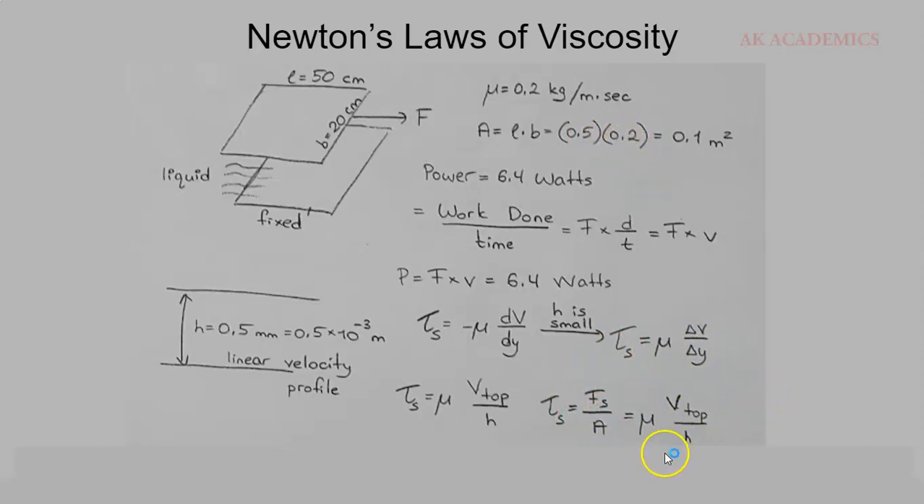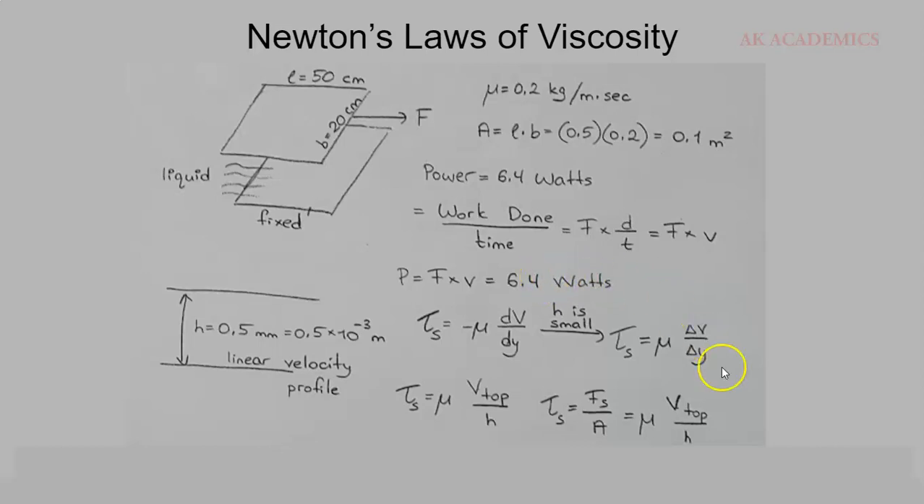We also know our viscosity, so we'll put that here. We also know our h, so we'll put the value of our h here. The only thing we don't know is our V top and our Fs. We don't know V, we don't know F. So this becomes an equation with two unknowns. We also have another equation here with two unknowns.